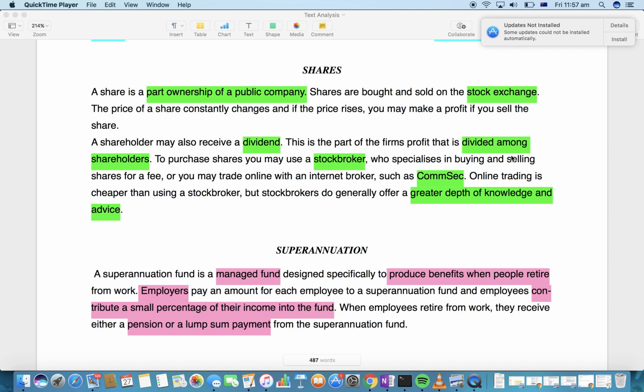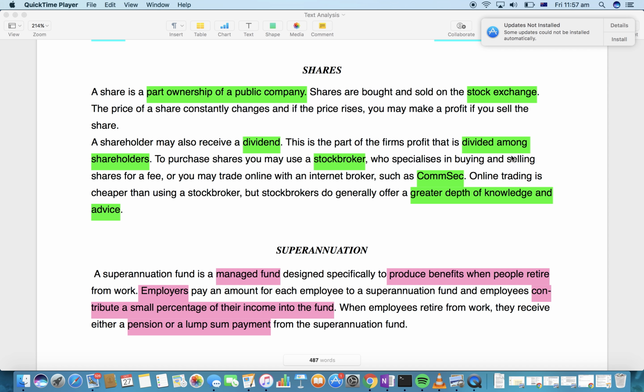I've highlighted CommSec as they are an internet broker. It's just an example of an internet broker if you wanted to look up an example or a particular company, which you'll have to do in the next activity. And then a greater depth of knowledge and advice I've highlighted as it's relevant to stockbrokers.